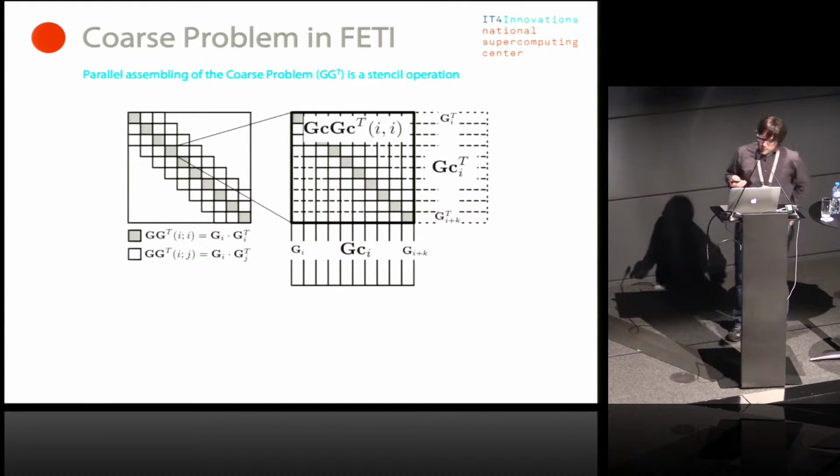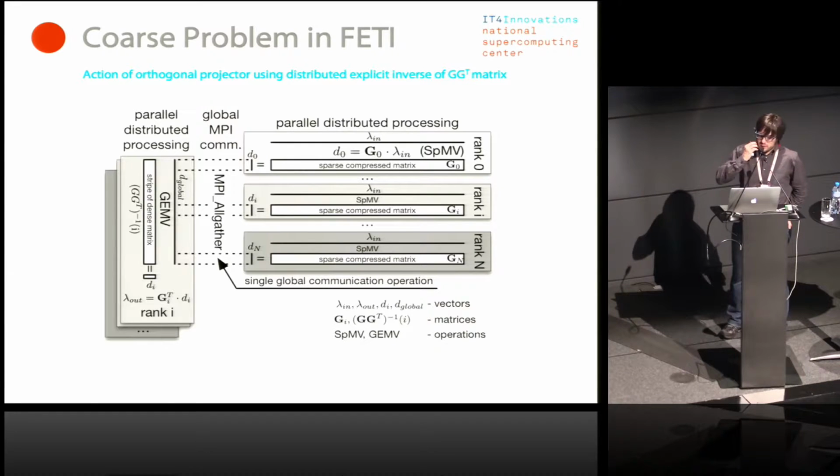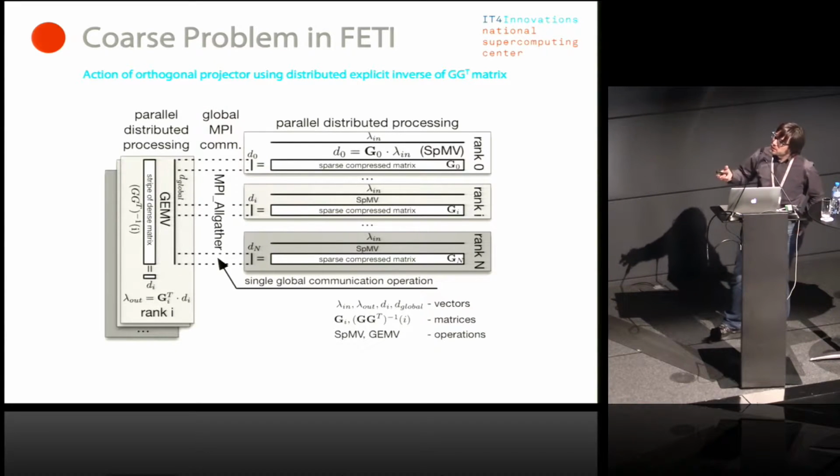So then the application of the projector: in every iteration when we apply the projector, we collect the rigid body modes from all the clusters. This is the MPI allgather, which is here. Then we use the local parts of the inverse matrix, and the only global operation here is actually the allgather. After that, there is no operation, and each node can continue the CG solver in parallel.